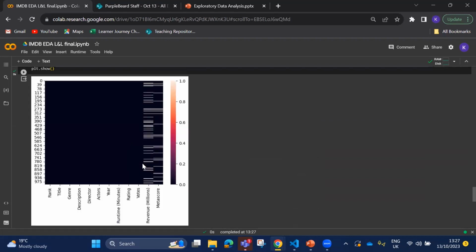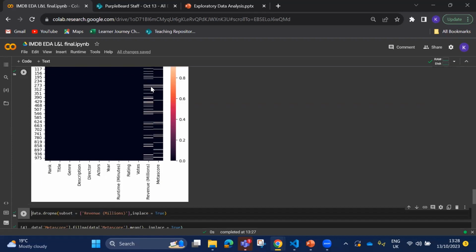Now, what does this mean? Wherever you see these yellowish, or I would say whitish lines, these lines represent rows. This is from 0 to 975 rows. These are the lines where the data is currently missing. So in this row, in this column, revenue and Metascore, the data is missing. Wherever you see patches, these are the missing values in the data.